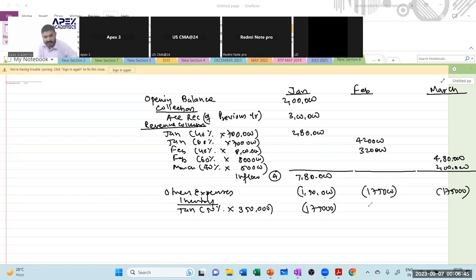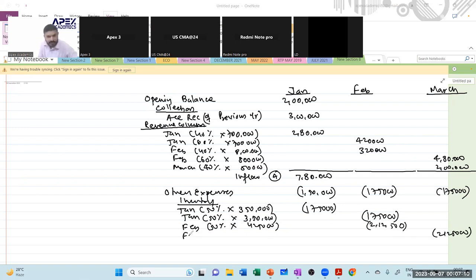50% of Jan is then paid in Feb, which is 1,75,000. Feb. 50% of Feb, which is 425, is paid in Feb, which is 2,12,500. The other 50% is paid in March. Pushkar, why are you putting brackets on everything? Common sense, they are negative.